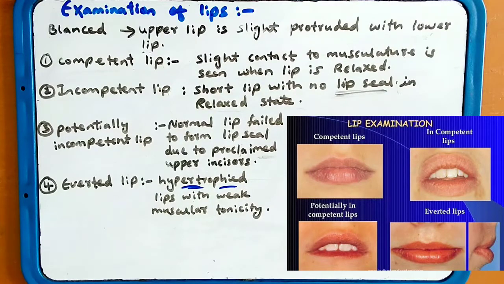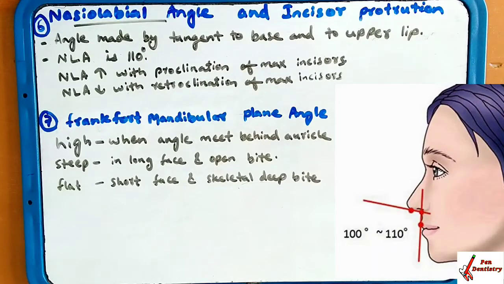Sixth one is nasolabial angle and incisor protrusion. Angle made by tangent to the base. As you can see in the picture, the angle made by the tangent to the base and to the upper lip is the nasolabial angle. When the nasolabial angle is greater than or equal to 110 degrees, this is the normal nasolabial angle.